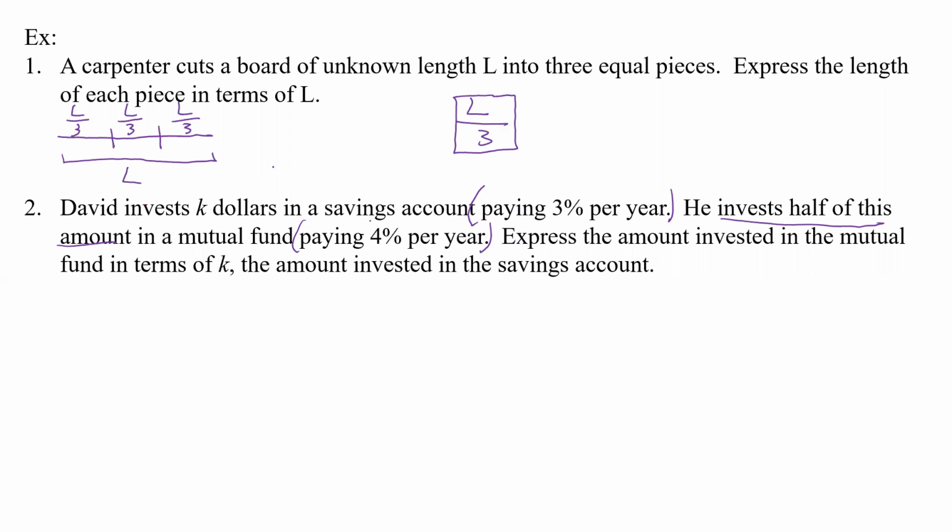So we invest half of this amount into the mutual fund. So what do we get? Well, we get 1/2 of K, or we could also write that as K over 2. So either one of those would give us what we were looking for. We're spending or investing half as much in the mutual fund as we put into that savings account. So K divided by 2 or half of K. Both of those are the same thing.